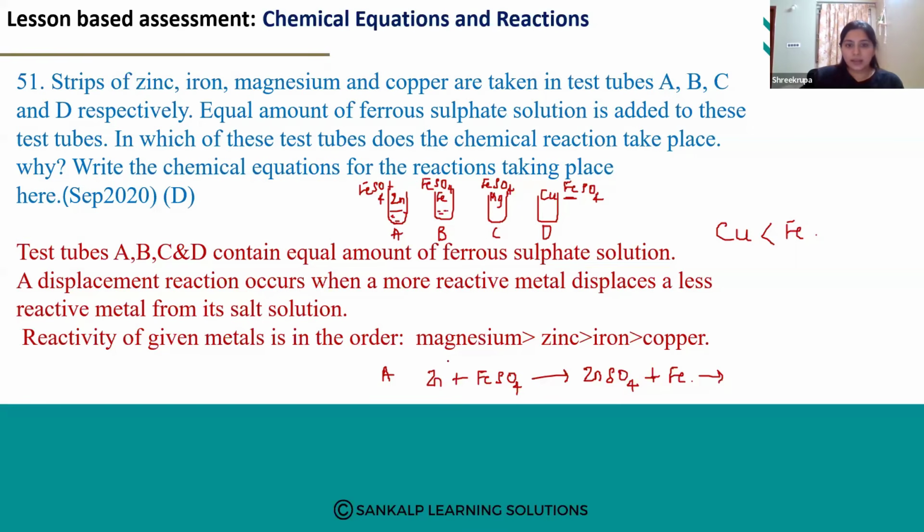This is the reactivity order of the given elements. Magnesium has the highest reactivity. Next will be zinc and then iron, and copper will have the least reactivity among the given elements.